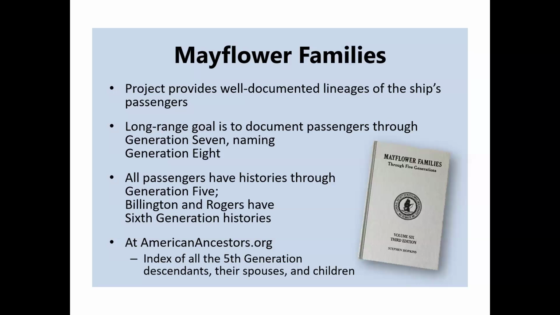The original long-range goal was to go all the way to the 7th generation with the naming of the children in the 8th. However, what we have are up through 5 generations for most of the individuals, with the exception of Billington and Rogers, who did get their 6th generation. Now, at American Ancestors, we have been given permission to take the pages from these volumes of the 5th generation with their spouses and their children, allowing you to sort of pick up the trail.